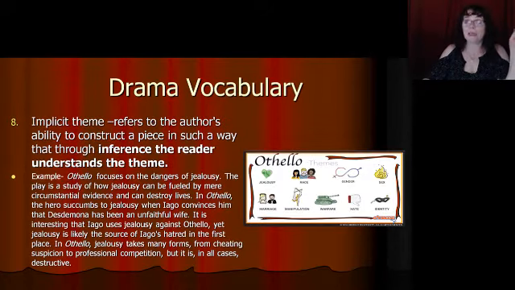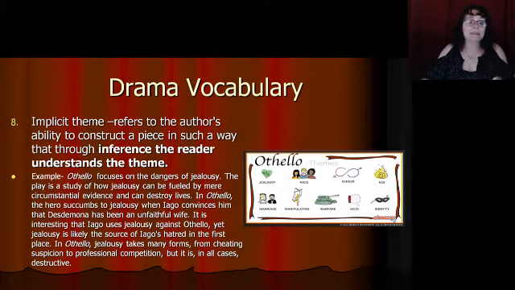Number 8 is implicit theme. It refers to the author's ability to construct a piece in such a way that through inference, a guess, the reader understands the theme. Example: Othello focuses on the dangers of jealousy.